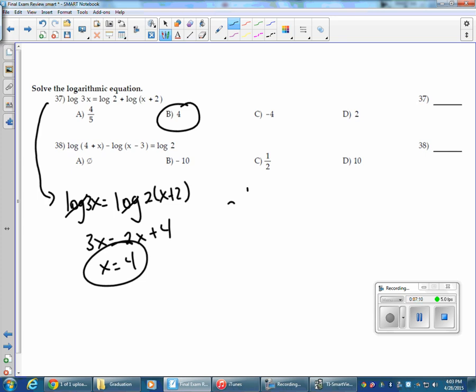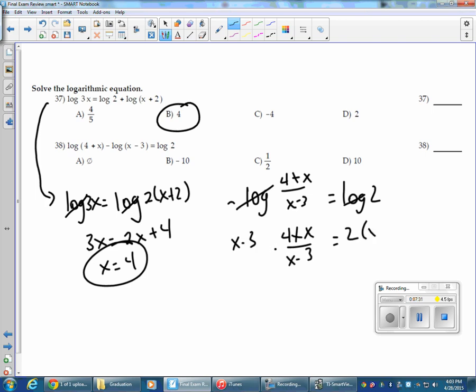Alright, for 38, on the left side, since it's a minus, you're going to make it a division problem. 4 plus x on the top, and x minus 3 on the bottom, and then over here you've got log of 2. So I can again drop log off both sides. So I get 4 plus x over x minus 3 equals 2. Multiply both sides by x minus 3, and you get 4 plus x equals 2x minus 6, which would be, move this x over here, add 6 over here, you get x is equal to 10.